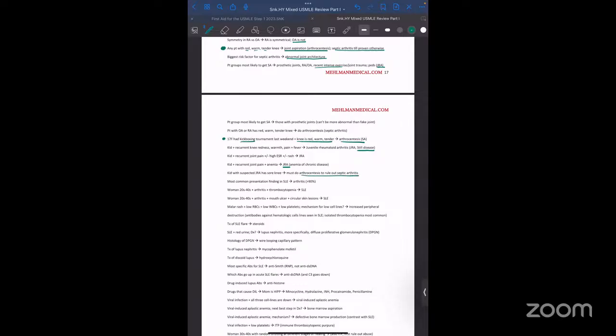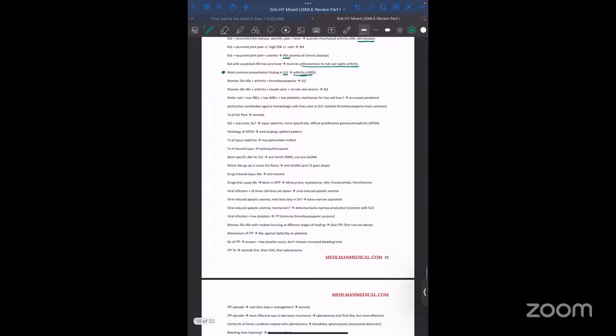So basically, presentation is kid with the red knee, kid with joint pain, high ESR plus or minus rash, kid with joint pain plus anemia with JRA plus ACD. Okay. Anytime kid with suspected JRA has a sore knee, must do arthrocentesis to rule out septic arthritis. Most common presenting finding in SLE is arthritis, more than 90%.